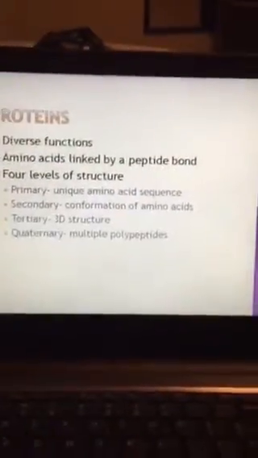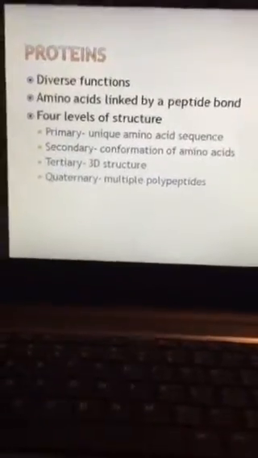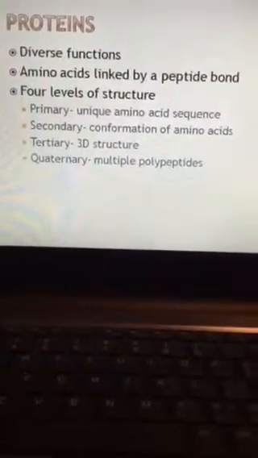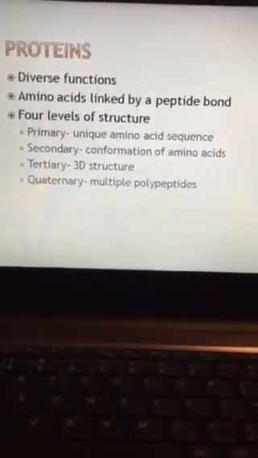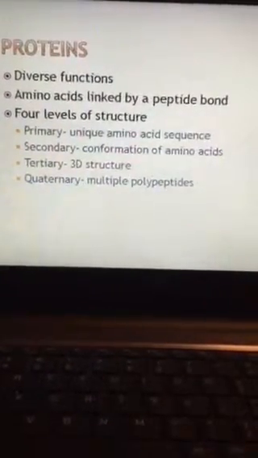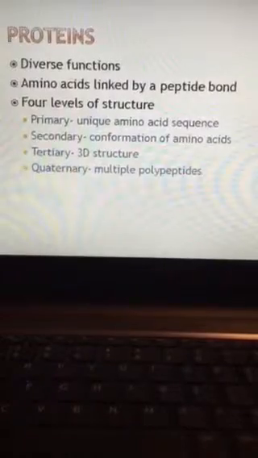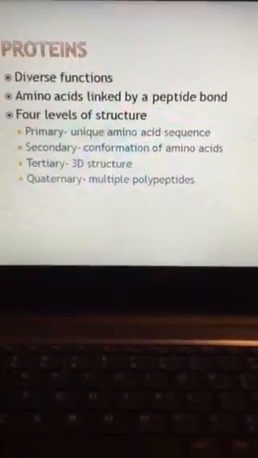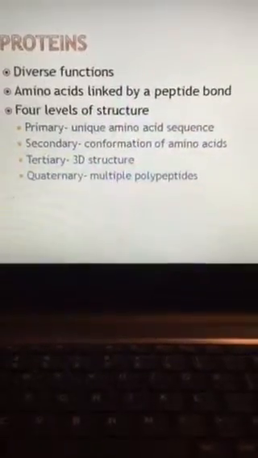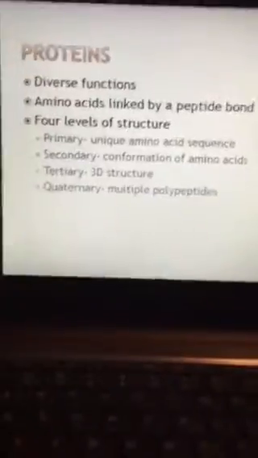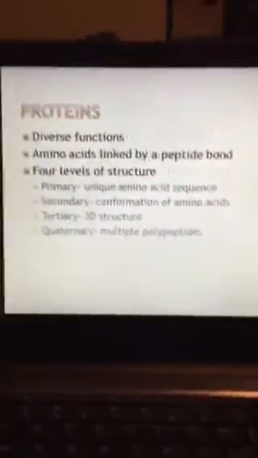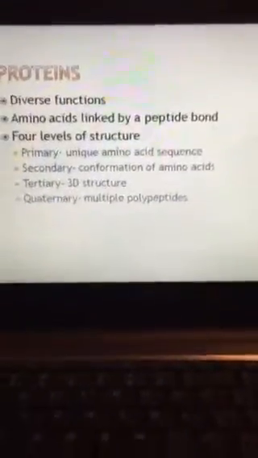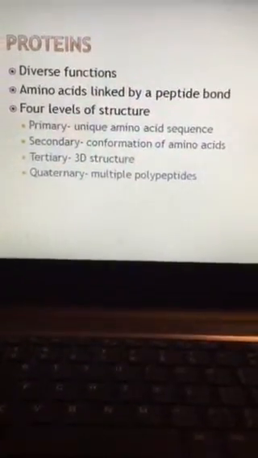Okay, some general background information about proteins. Proteins have very diverse functions, and some of those functions include transport proteins, structural proteins, and ones used for movement. Amino acids are linked by peptide bonds, and you might be like, oh, what's an amino acid? Well, amino acids basically form and hold together proteins. And there are 4 levels of structure: the primary, secondary, tertiary, and the quaternary.